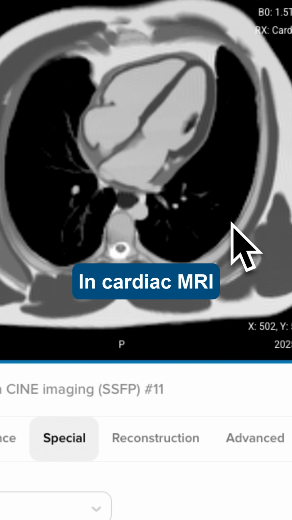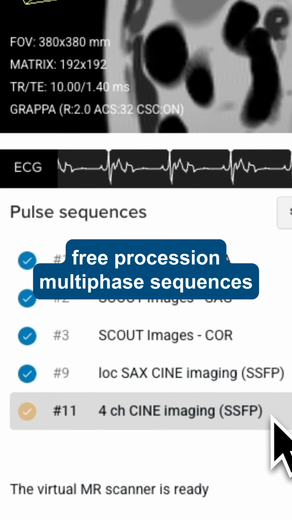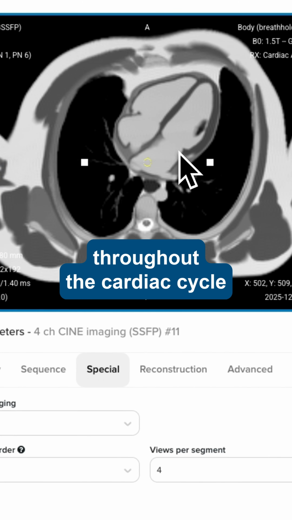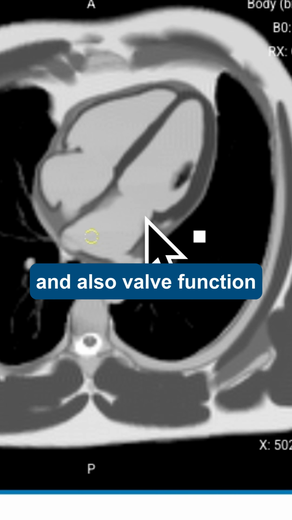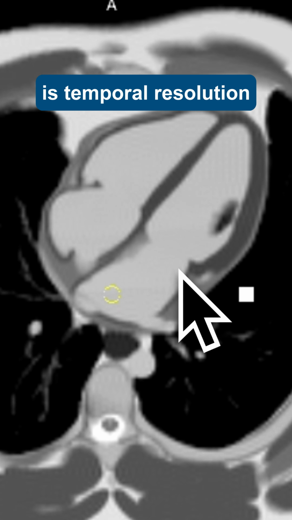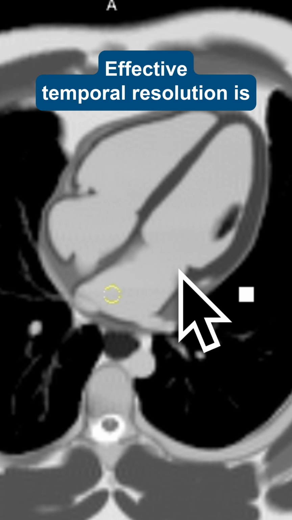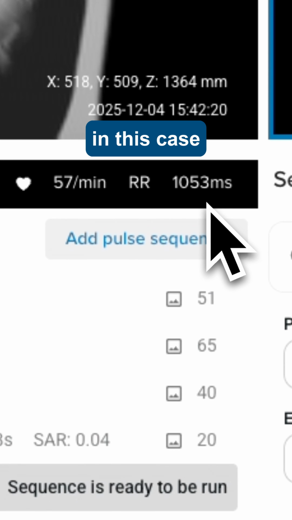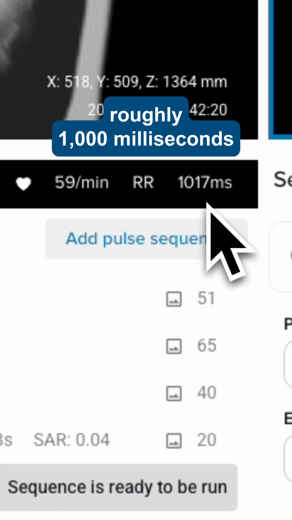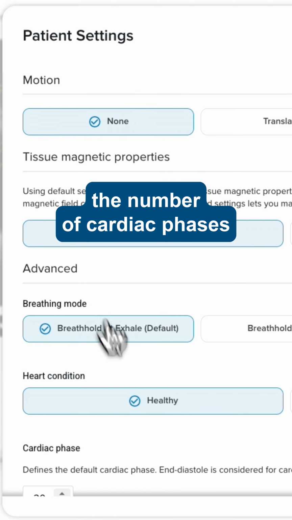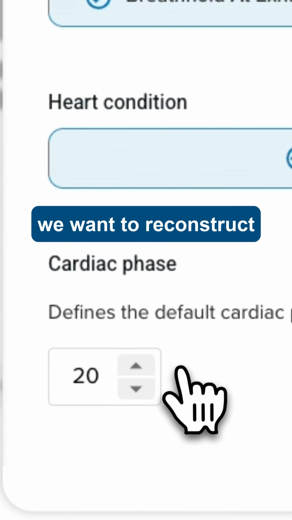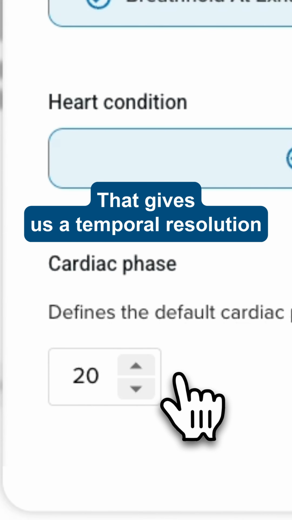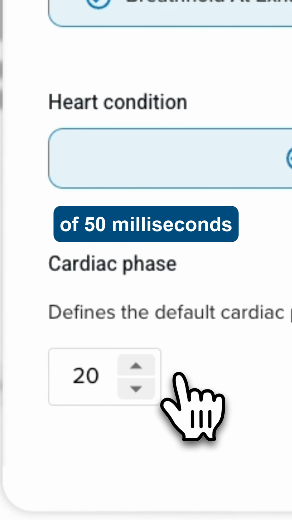In cardiac MRI, we use balanced steady-state free precession multiphase sequences to assess wall motion throughout the cardiac cycle and also valve function. An important parameter here is temporal resolution. Effective temporal resolution is computed by taking the RR interval, in this case roughly 1000 milliseconds, and dividing it by the number of cardiac phases we want to reconstruct, which in our case is 20 phases. That gives us a temporal resolution of 50 milliseconds.